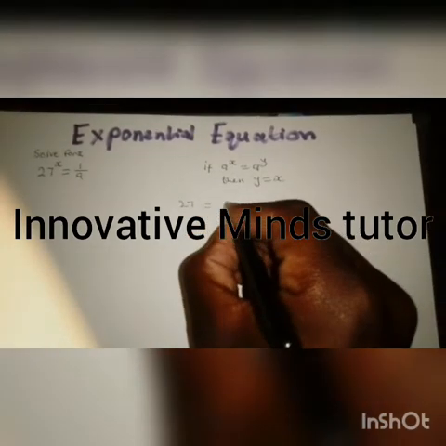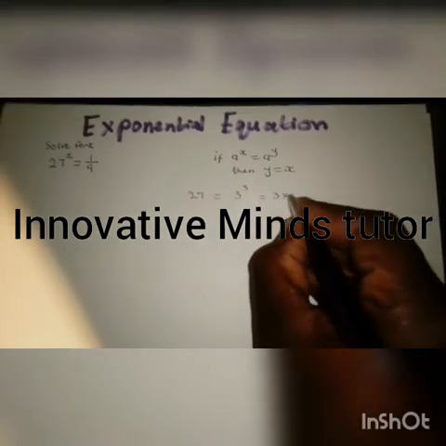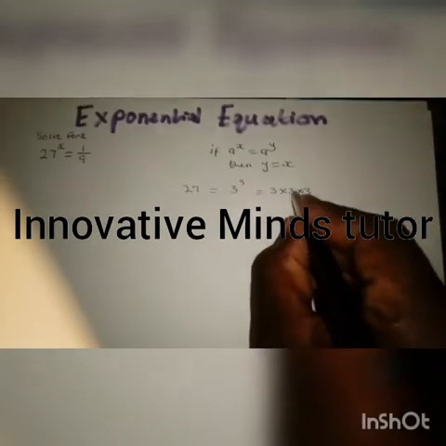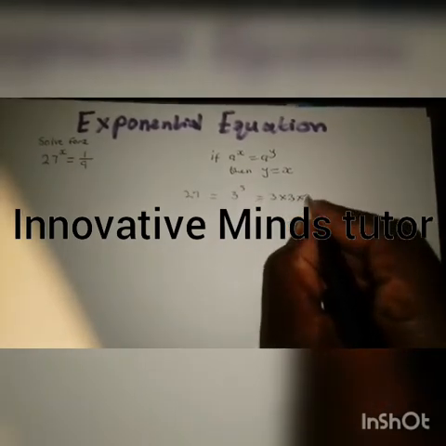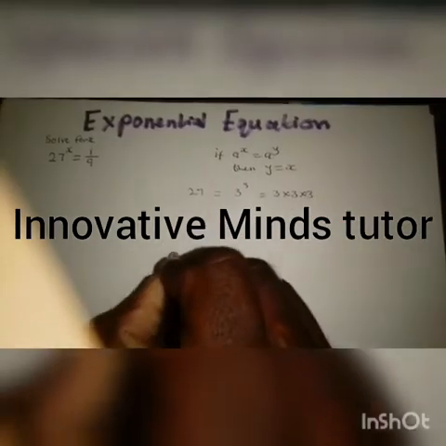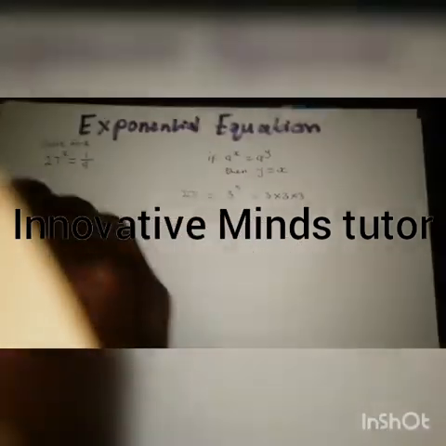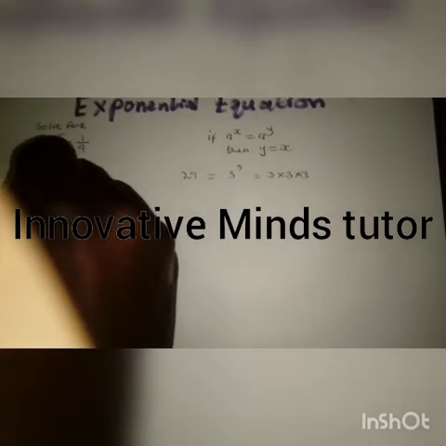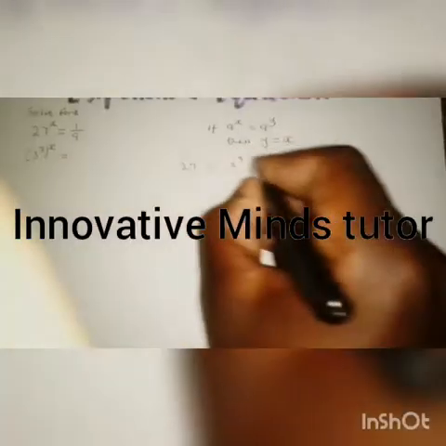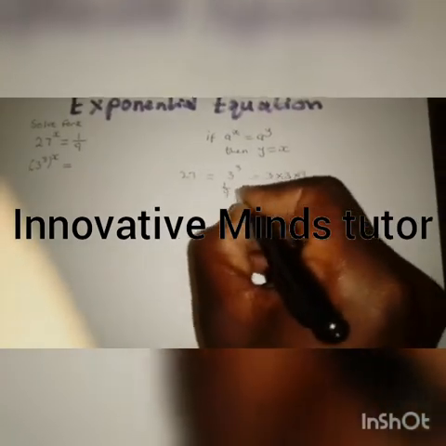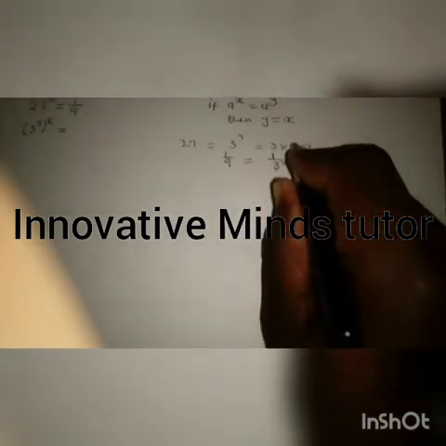If we change 27, it will be 3 to the power 3, because this will give us 3 multiplied by 3, which is 9, and 9 multiplied by 3 is 27. So we already know that 27 will be 3 to the power of 3. Here, let's plug in 3 to the power of 3, raised to the power x. Then we need to change 1 all over 9. 1 all over 9 will be 1 all over 3 to the power of 2.